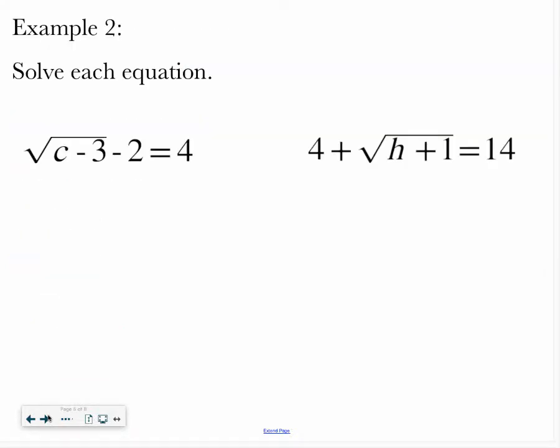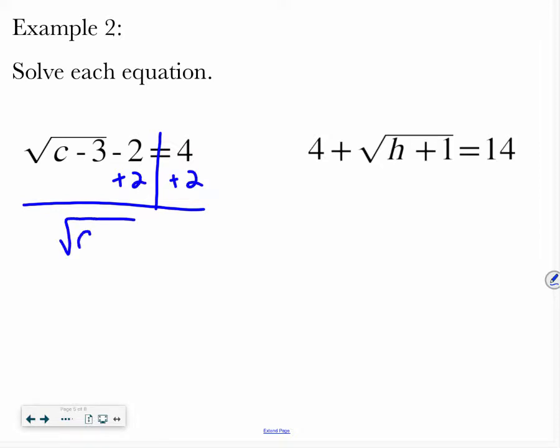Let's look at our example 2, where we want to solve each equation. The first thing you're going to do when it comes to solving these equations is get everything in the square root on one side, kind of like we used to try to get the variable by itself. Before we can do that, we have to get the square root by itself. So I'm going to start by moving this minus 2. Undo that minus 2 with a plus 2, and what I do to one side, I must do to the other.